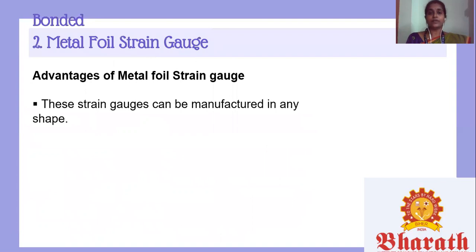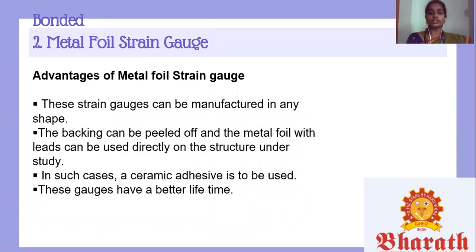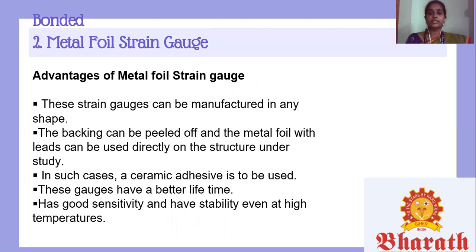Now coming to the advantages of the metal foil strain gauge. The strain gauges can be manufactured in any shape. The backing, which is like Teflon, can be peeled off the metal foil and can be easily directed to the structure which is under study. In such cases, a ceramic material is used. These gauges have a better lifetime. They have good sensitivity and have stability even at high temperature.